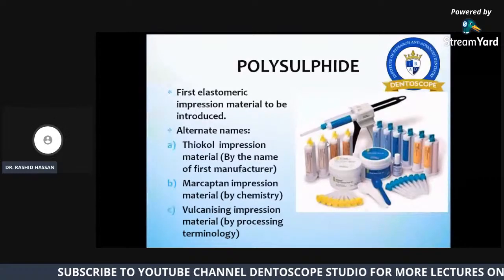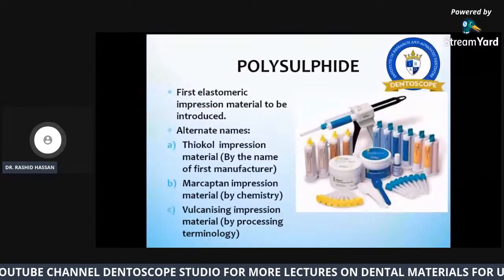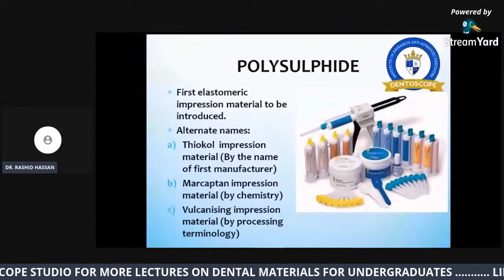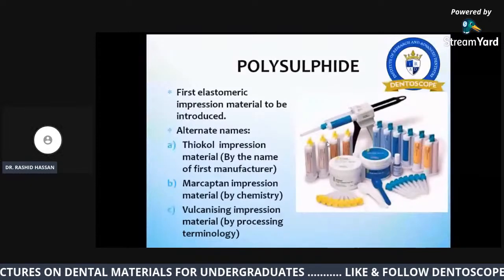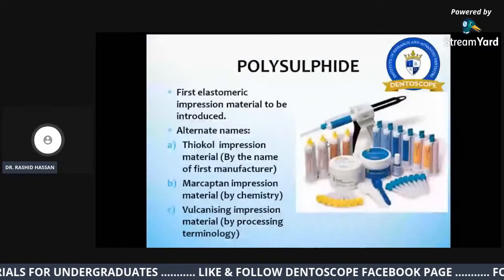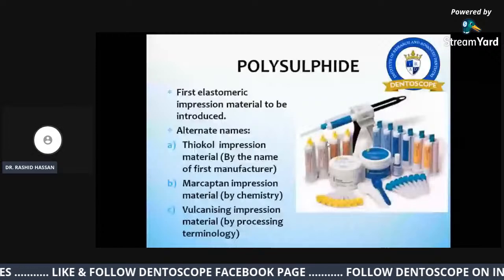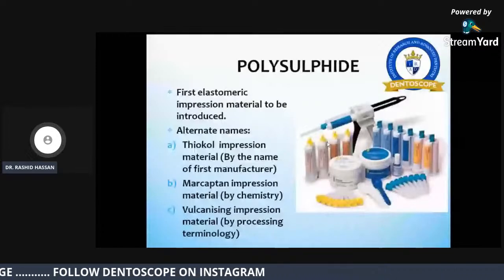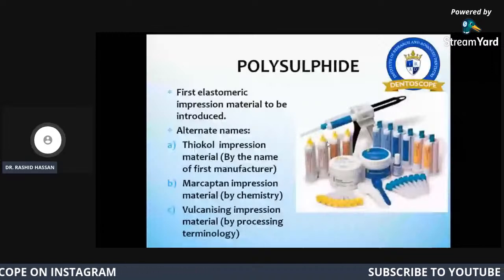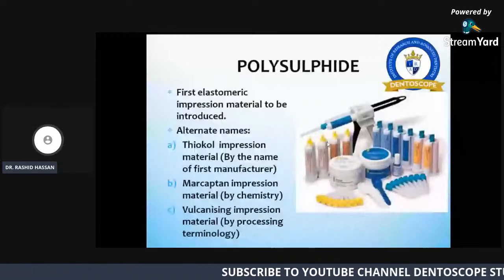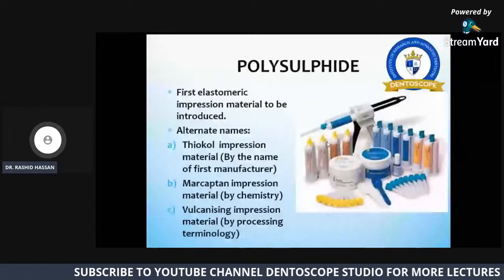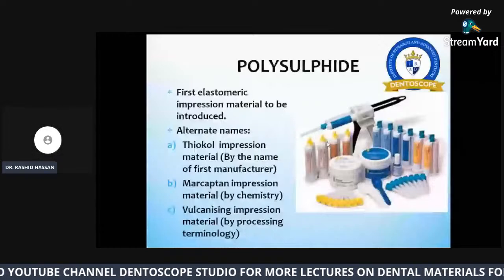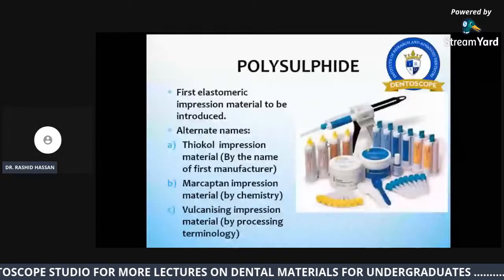Then, by the processing, it is called vulcanizing impression material. Vulcanizing is a process of the stiffness or hardening of the rubber material. Any rubber material, the process by which it gets hardened is called the vulcanizing process, and due to this process, the name was given as vulcanizing impression material.